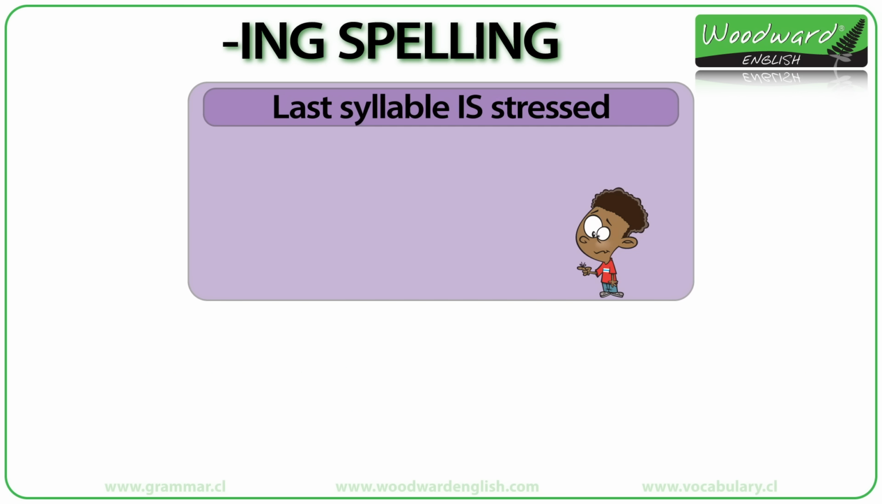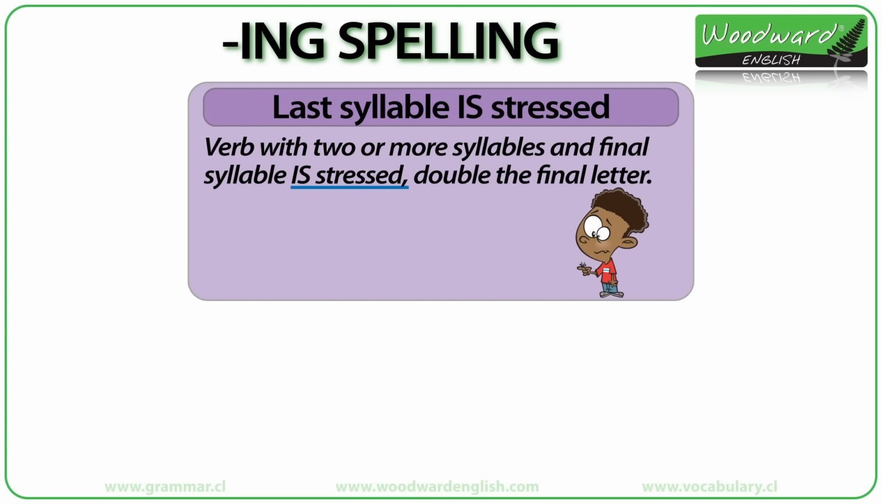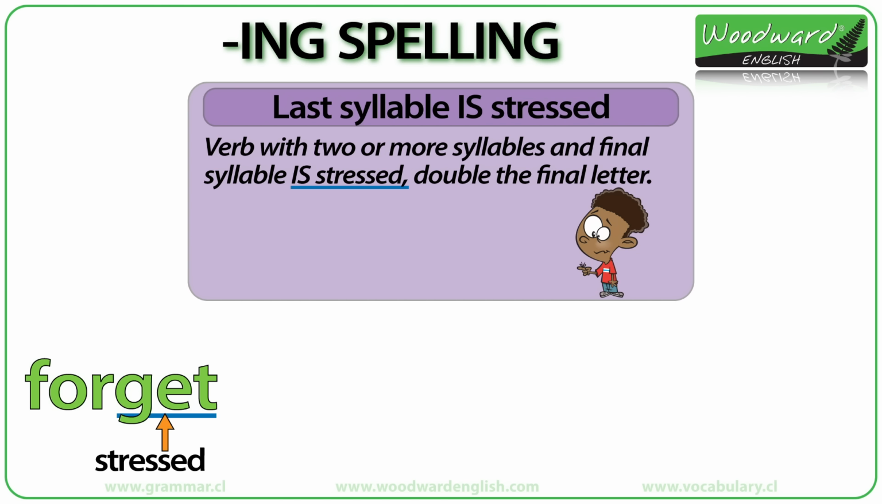Last syllable is stressed. When a verb has two or more syllables and the final syllable or the last syllable is stressed, we double the final letter before adding ing. The verb forget has two syllables, forget. Notice how the last syllable is stressed, forget. Get is stressed.